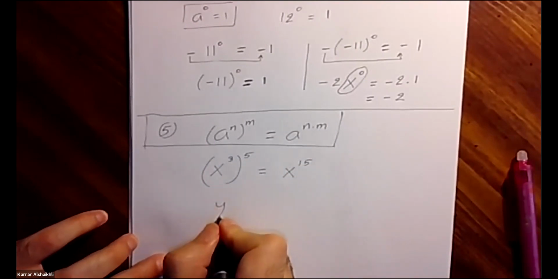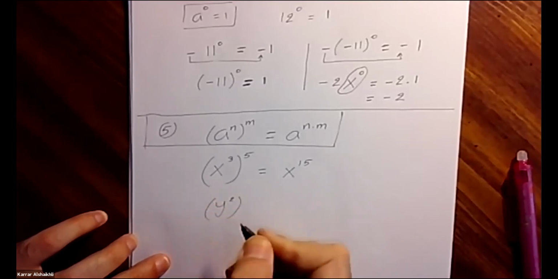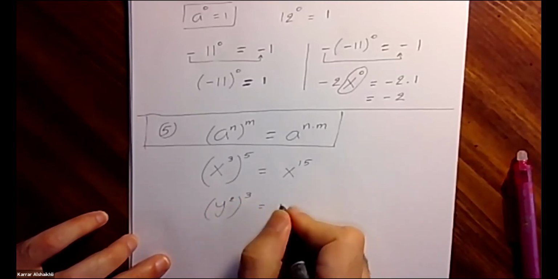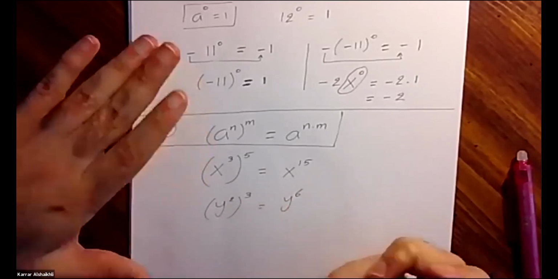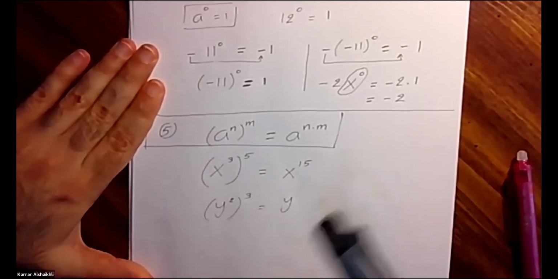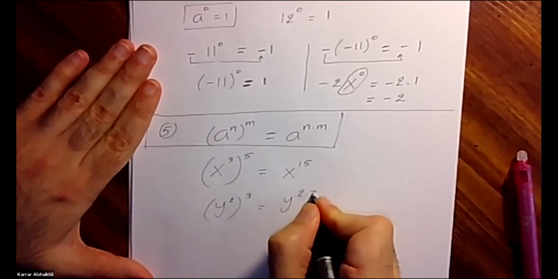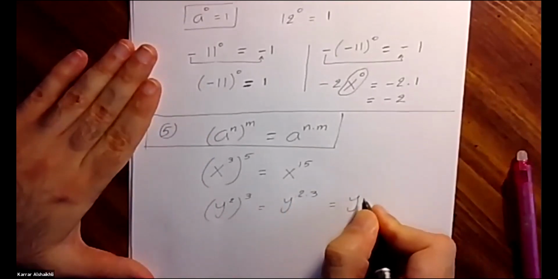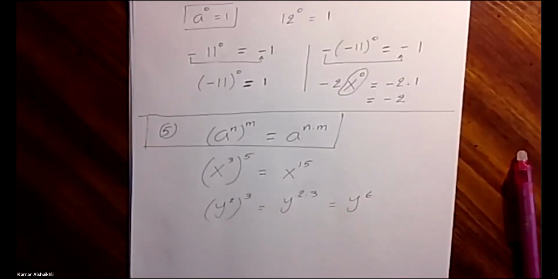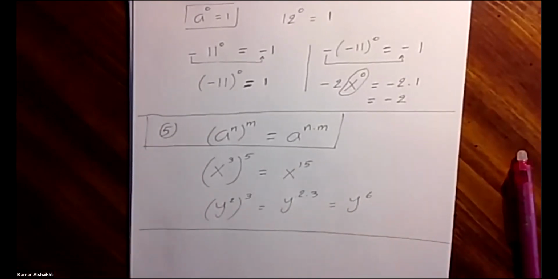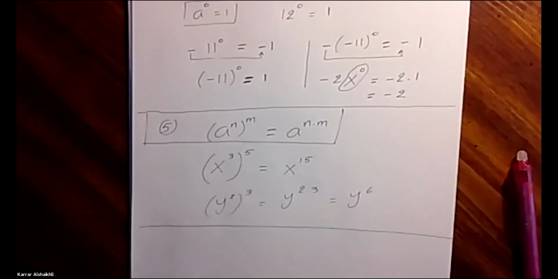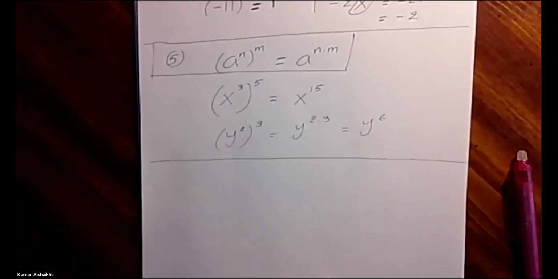If we have y squared to the power 3, one number, two exponents, so it's going to be y. 2 times 3 is going to be 6. So it's going to be y to the power 6. This is rule number 5. Rule number 6 and 7 are not that hard. You just have to distribute.